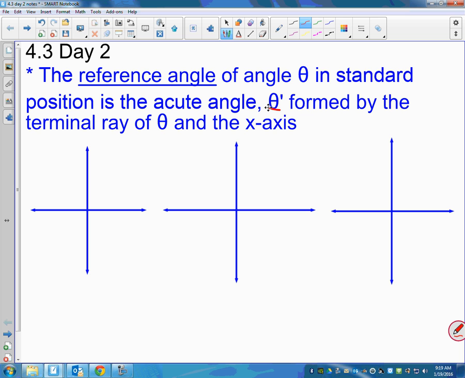So notice I have 3 graphs up here. We're not going to draw an example in quadrant 1, because in quadrant 1, all the angles are already acute, right? It's already in reference. What's a reference angle of 60 degrees? It's 60 degrees. But for all the other quadrants, we can draw an angle. So let's just draw an angle in quadrant 2. I don't care where. Somewhere in quadrant 2. Draw an angle.